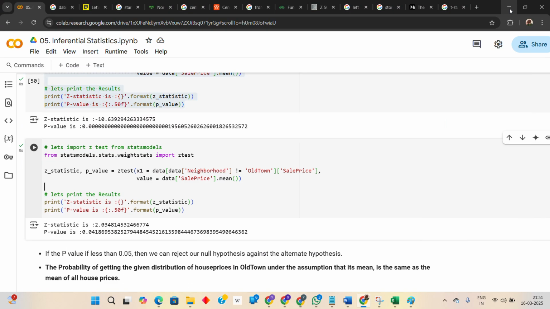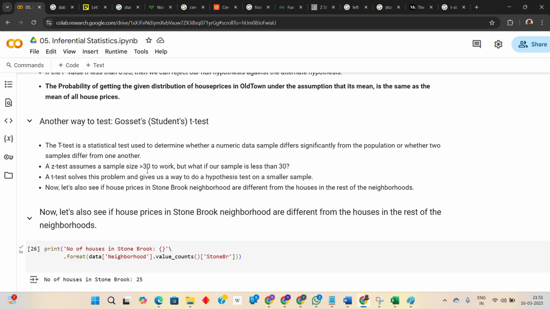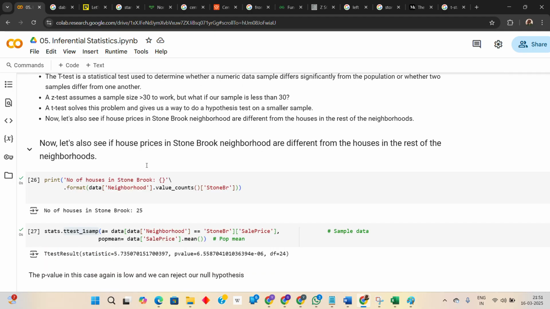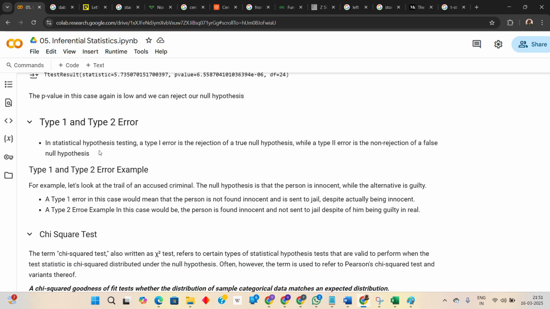Very good. Okay, according to the p-value. And then followed by the next thing is type 1 error and type 2 error. There are two types of errors actually. These two errors are also very important. In statistical hypothesis testing, type 1 error is the rejection of a true null hypothesis. Type 2 error is non-rejection of a false null hypothesis. What are these things? Don't worry.